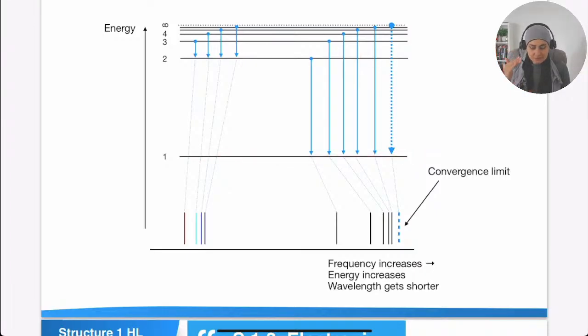From anywhere above to level 2, that's visible light. From anywhere to level 3, that's infrared.